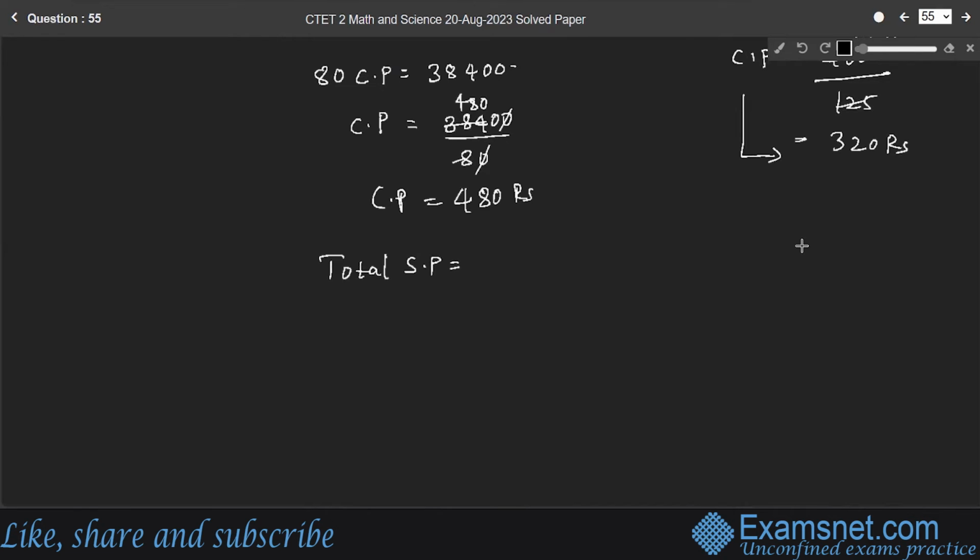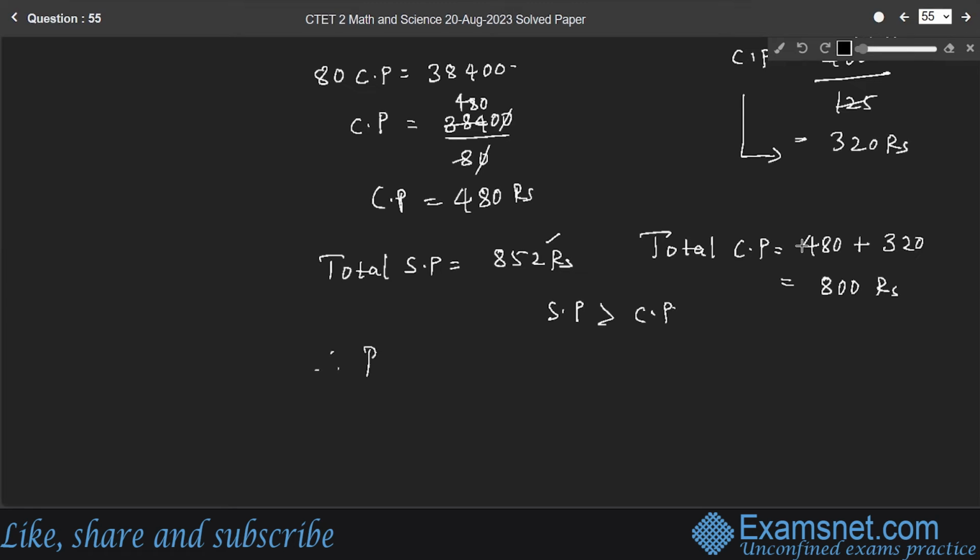Total selling price is 852 rupees. And total cost price is 480 plus 320, right? Cost price of A plus cost price of B, which is 800 rupees. 800 rupees is the total cost price. So here selling price is greater than cost price, right? Therefore, there is a profit.